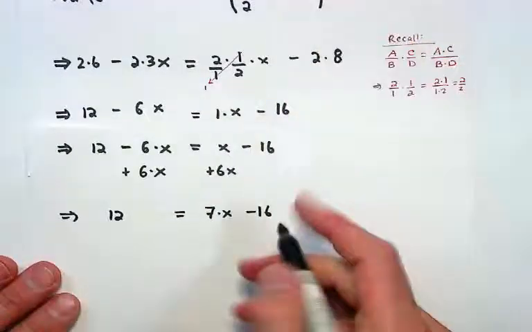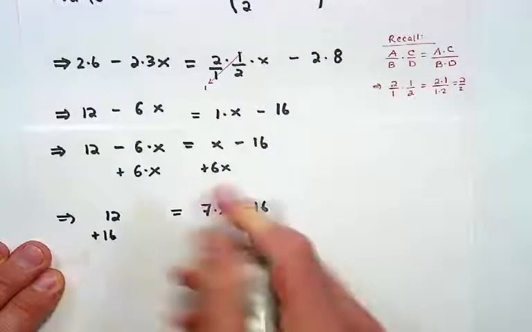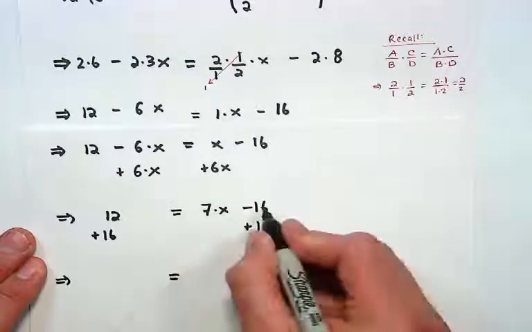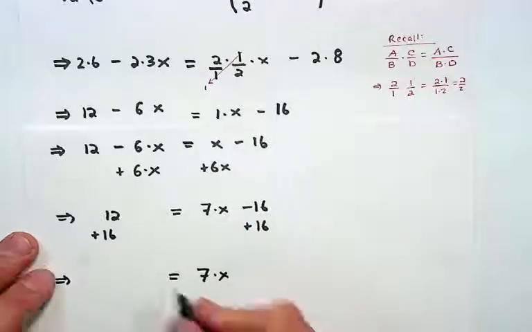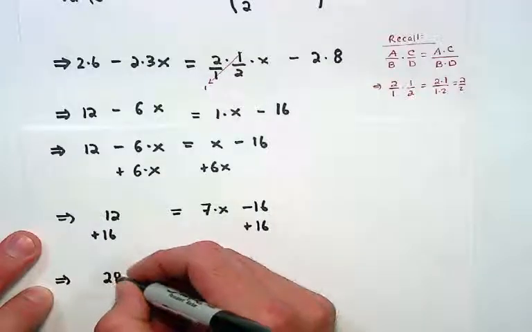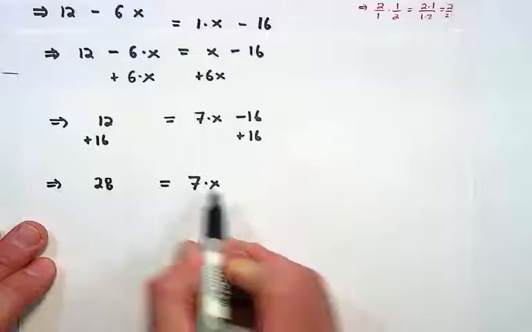One of the first things we might do is actually get the 16 over to the other side by doing the inverse operation of subtraction. Negative 16 plus 16 is 0. Since I'm adding 0, it doesn't change anything. 12 plus 16 looks something like 28. So now I've got the equation 28 equals 7 times x.